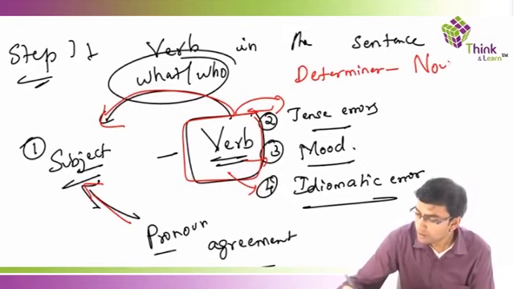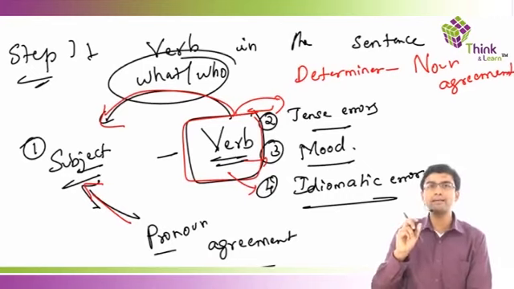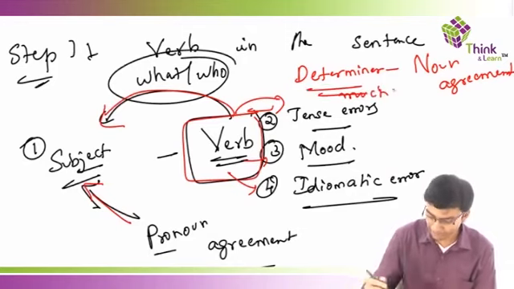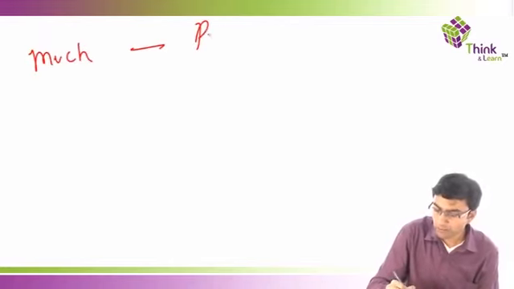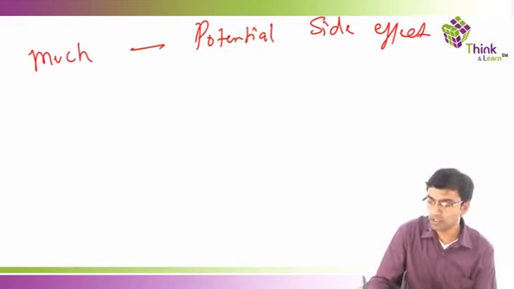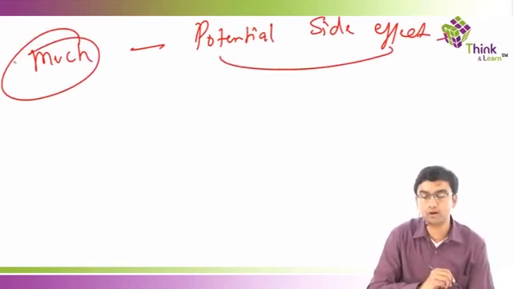Okay, noun agreement errors. I called this determiner noun agreement errors, which comes under a broad category called diction errors. For example, the question which we discussed, the potential side effects question, was referring to potential side effects. We know that is definitely wrong because side effects is plural countable. Much cannot be used with countable nouns.